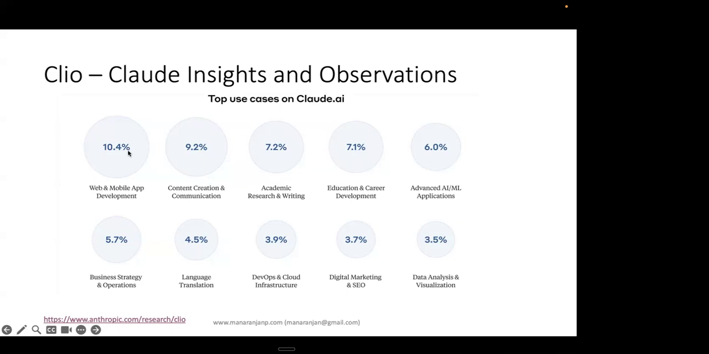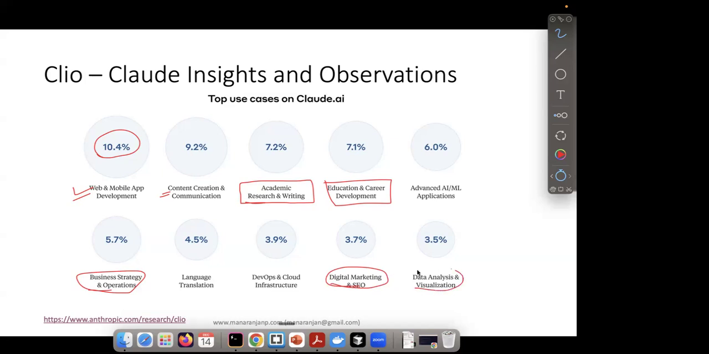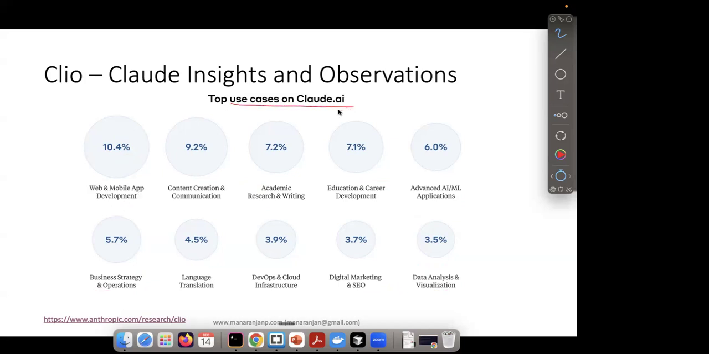So almost one tenth of the prompts are for web and mobile development, then content creation and communication, and academic research and writing, which people also use. In fact, we use it a lot. Then education for learning and all that. Business strategy operations, right? Digital marketing, SEO, data analysis, visualization, model building. So you can see the kind of tasks people actually accomplish, the top use cases on Claude AI. People are using it.